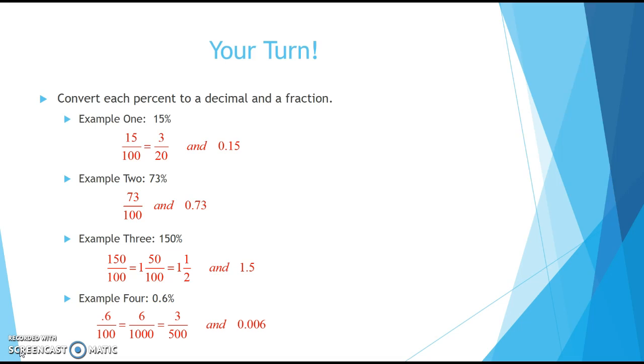And the last one is 6/10 over 100, and we don't like it left as a decimal, so we multiplied both by 10. We get 6 over 1,000 or 3/500, and 6 thousandths or 0.006.